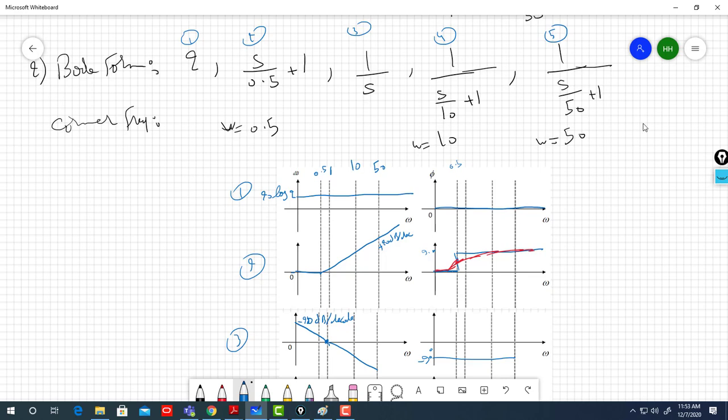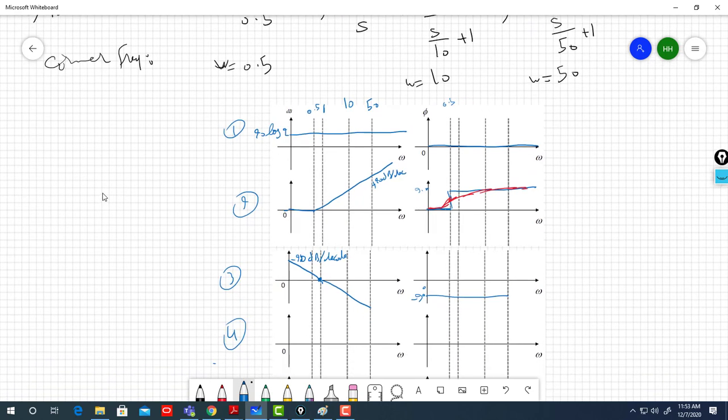Alright, so even if it's not on scale, that's alright, as long as you know this is 10, this is 50, so you know your scale. It's better if it's consistent somehow.